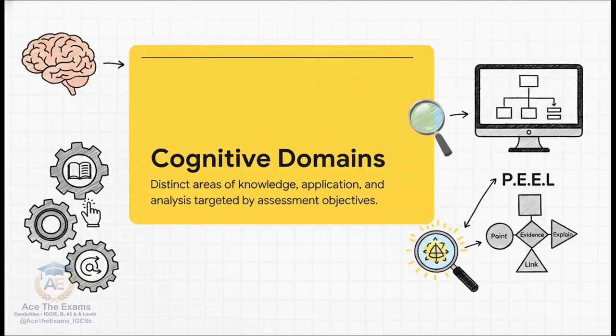Top-tier students use PEAL to structure their computer science answers, especially for ethics. Whenever you see a complex command word like evaluate or discuss regarding IEEE standards, you don't just ramble, you make your point. You provide evidence from the given scenario, you explain the technical impact of that evidence, and finally you link it all back to the overarching ethical principle. I want you to test yourself right now.